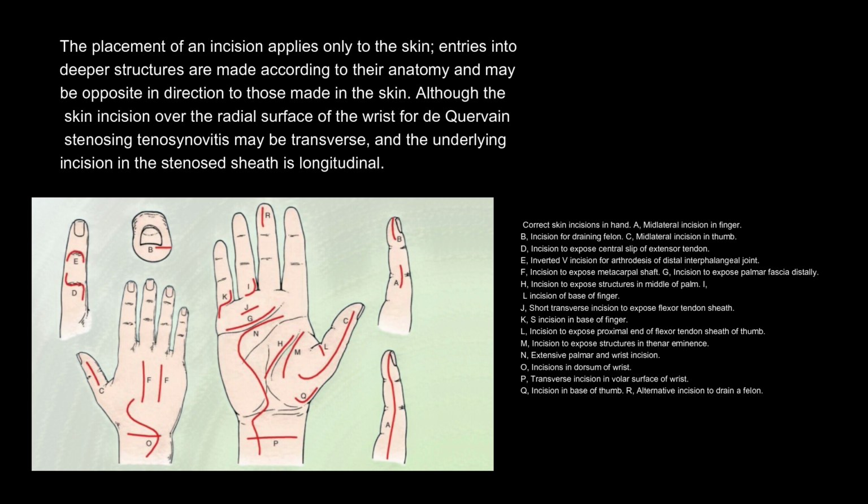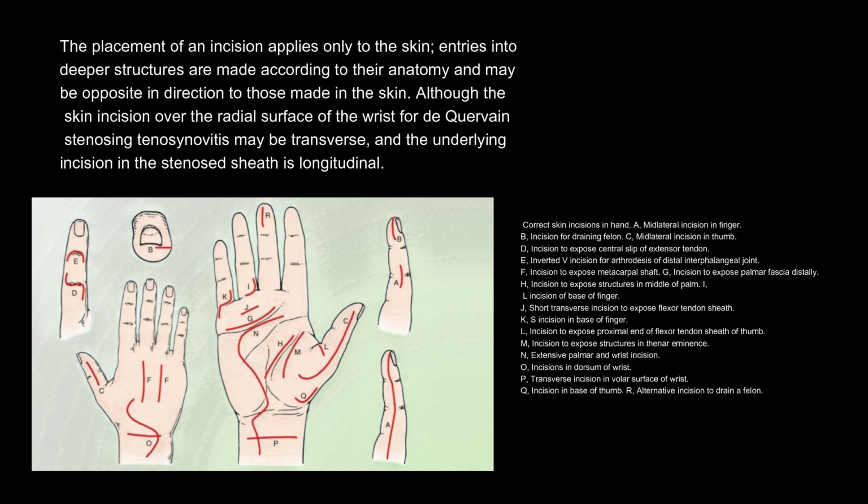Correct skin incisions in hand. A. Midlateral incision in finger. B. Incision for draining felon. C. Midlateral incision in thumb. D. Incision to expose central slip of extensor tendon. E. Inverted V incision for arthrodesis of distal interphalangeal joint. F. Incision to expose metacarpal shaft. G. Incision to expose palmar fascia distally. H. Incision to expose structures in middle of palm.